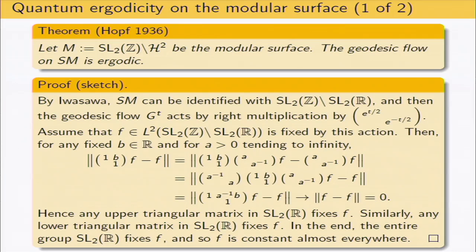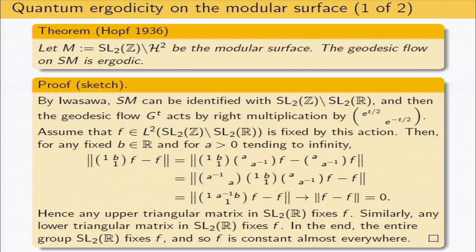So this shows that if an L2 function on SL2R mod SL2Z is fixed by diagonal matrices, then it's also fixed by upper triangular matrices. By a similar argument, it's also fixed by lower triangular matrices. In the end, the whole group fixes F. And then basically by the uniqueness of Haar measure on SL2R, you conclude that F is constant almost everywhere.